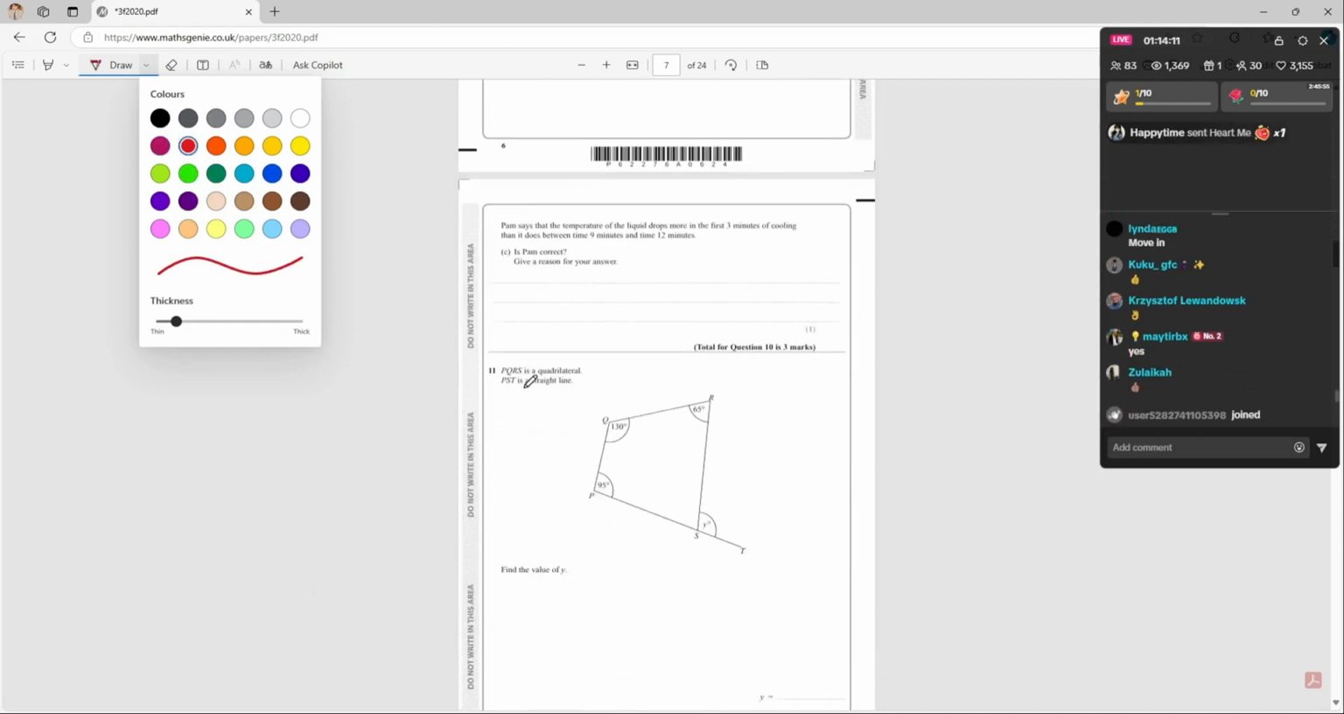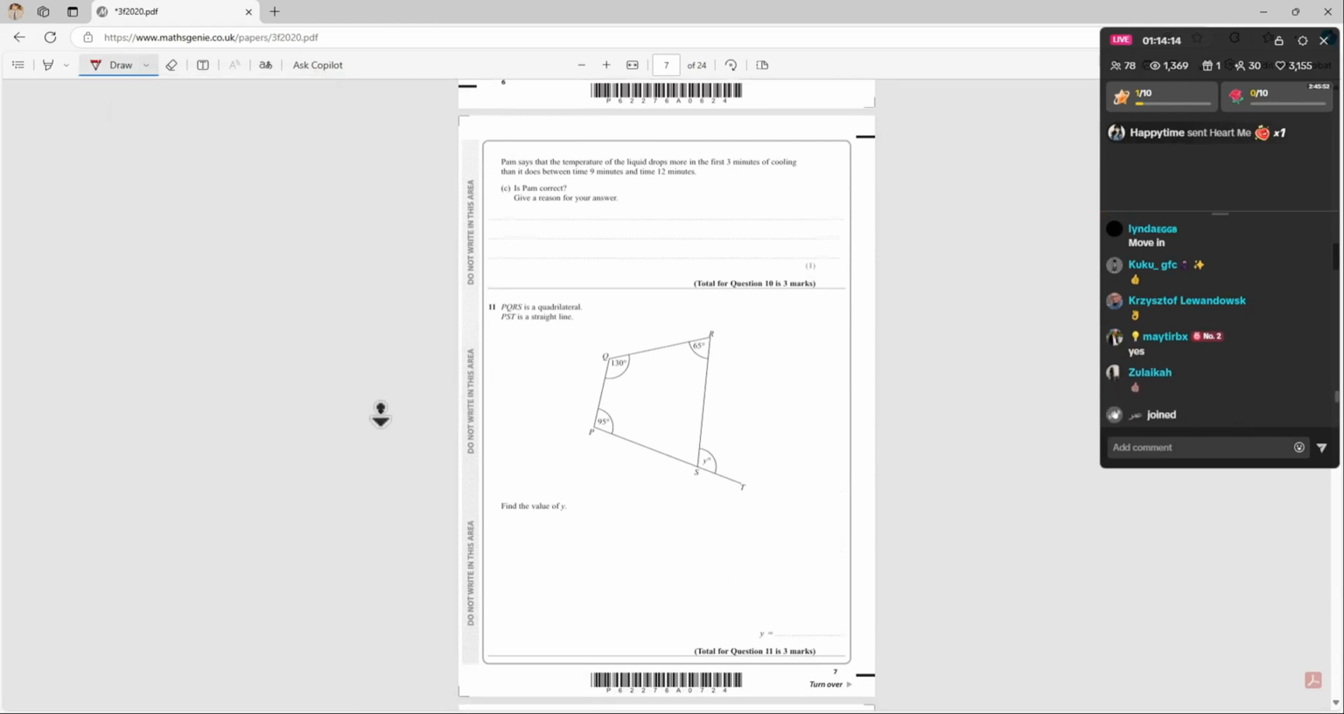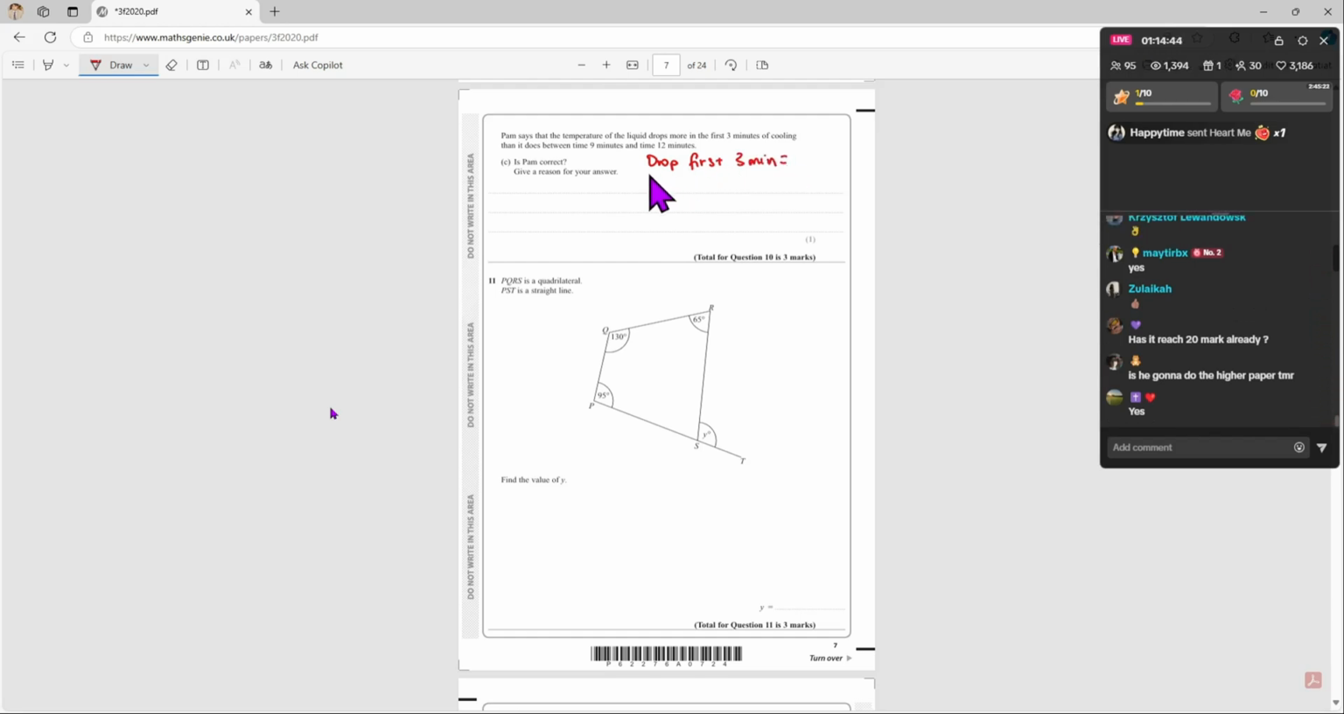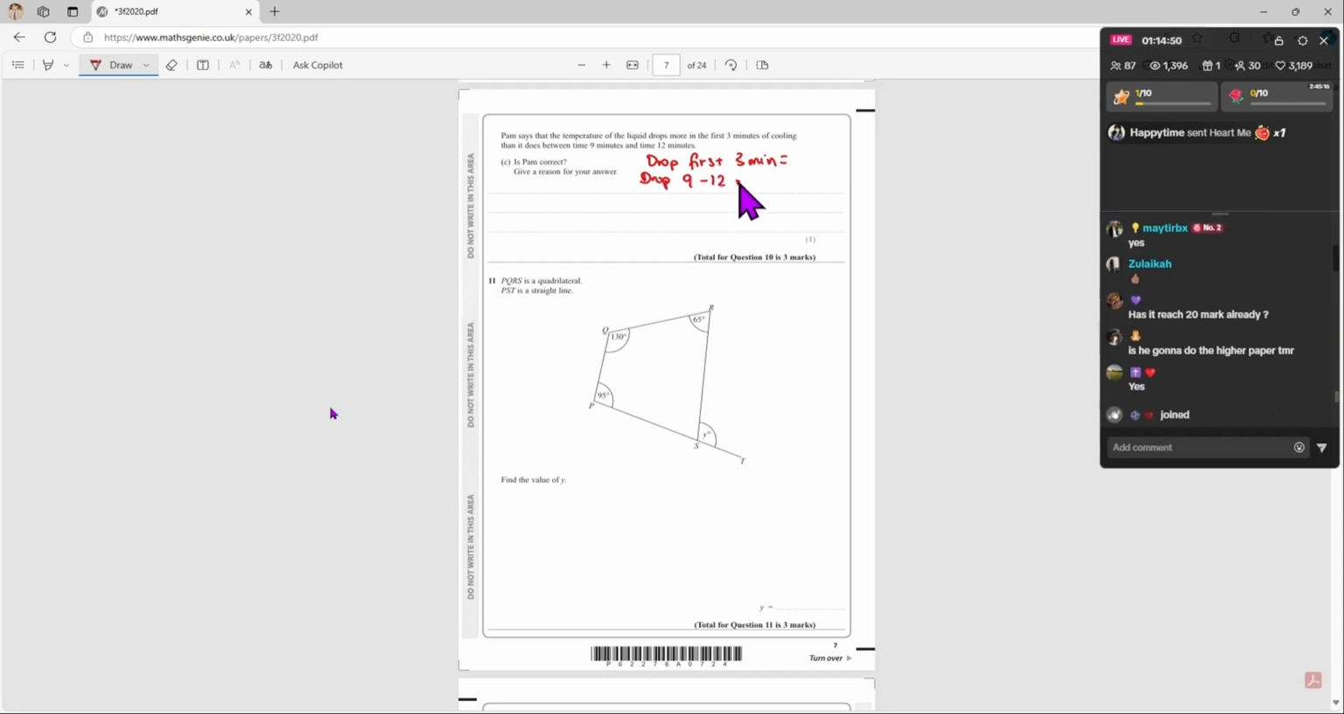Let's move on, guys. So you have part C of this question now. Pam says that the temperature of the liquid drops more in the first 3 minutes of cooling than it does between time 9 minutes and time 12 minutes. Is Pam correct? So we have to work this out. The first thing we do is work out the drop in the first 3 minutes. And then you would have to work out the drop between 9 and 12 minutes.